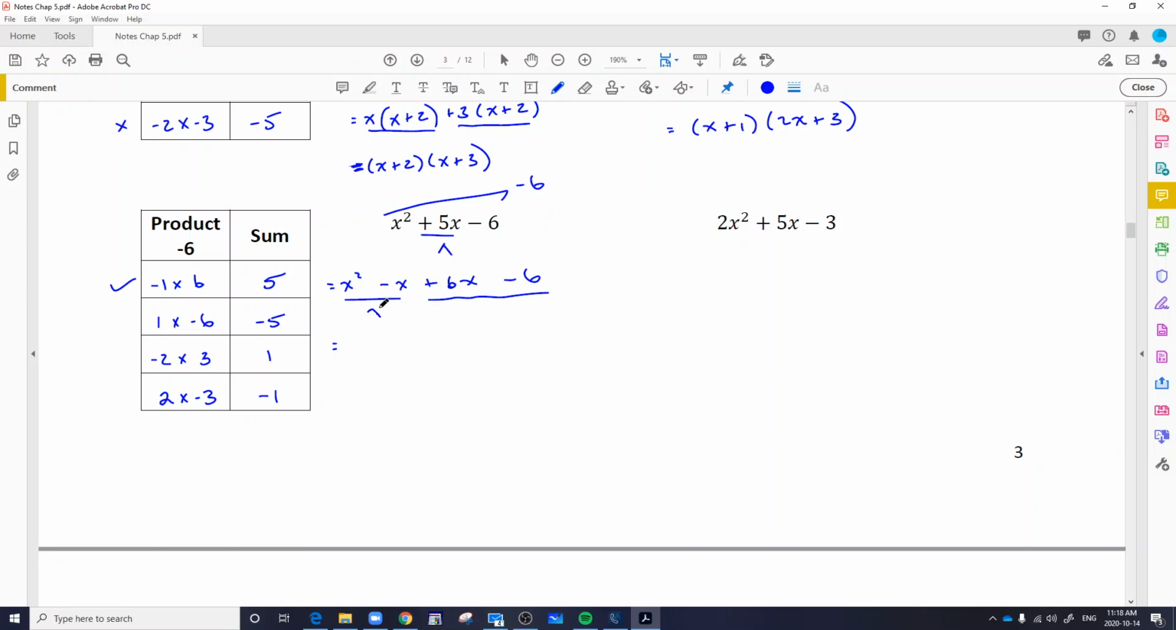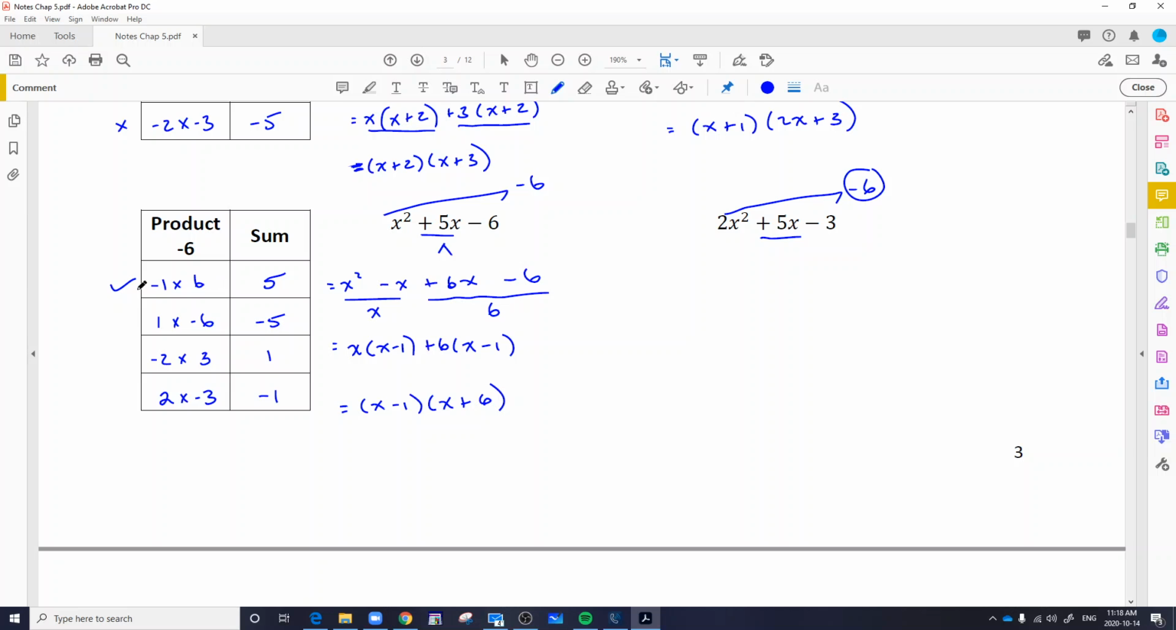So I'm going to take an x out of the first group, and I'm left with x minus 1. I'm going to take a 6 out of the second group, and I'm left with x minus 1. And then I have a binomial with a common factor of x minus 1, and I'm left with x plus 6.